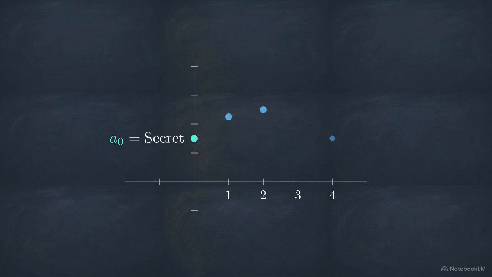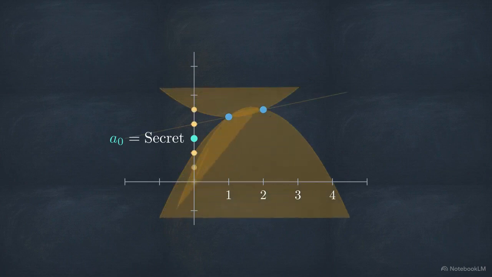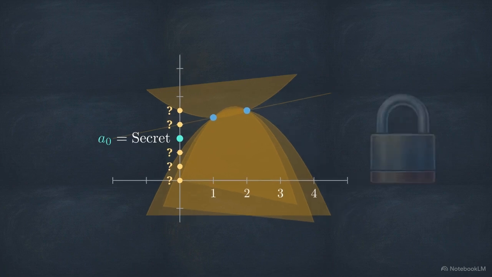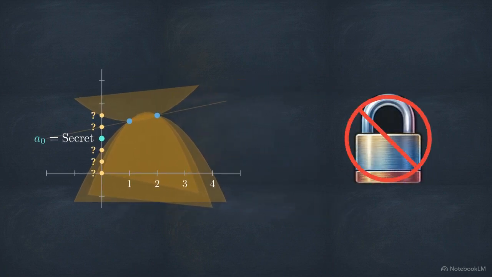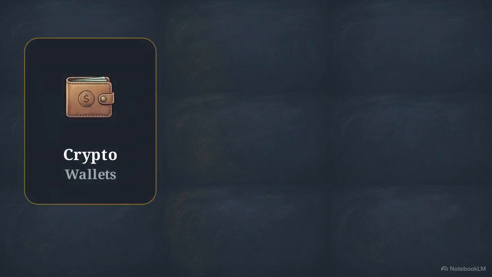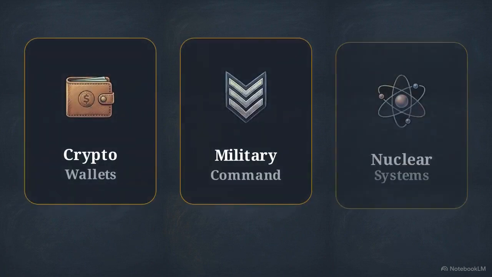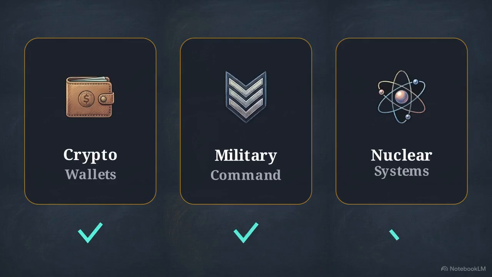If 3 shares are required, 2 points cannot reconstruct the curve. Infinite curves pass through 2 points, keeping the secret mathematically hidden. Since having fewer than the required shares reveals zero information about the secret, this method secures cryptocurrency wallets, military command structures, and multi-person authorizations for nuclear systems.